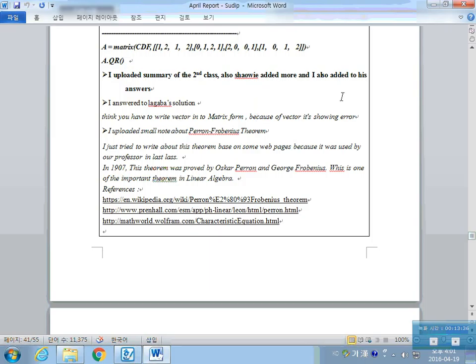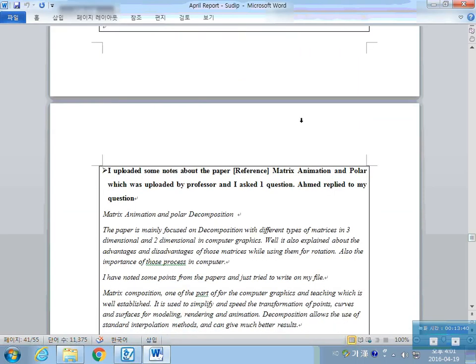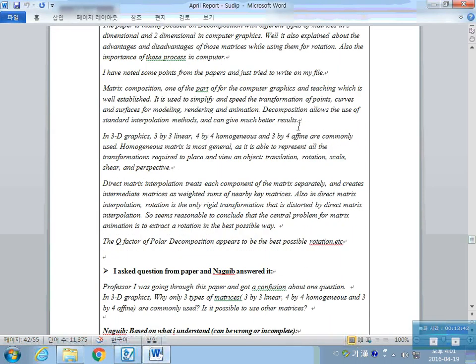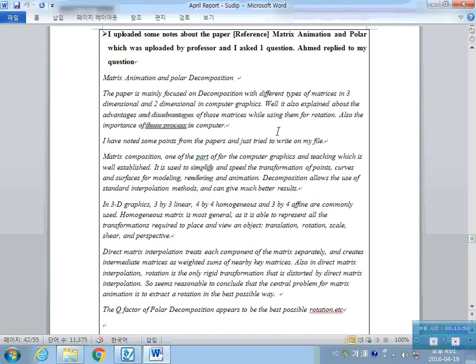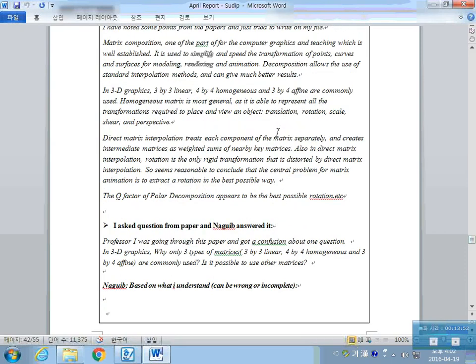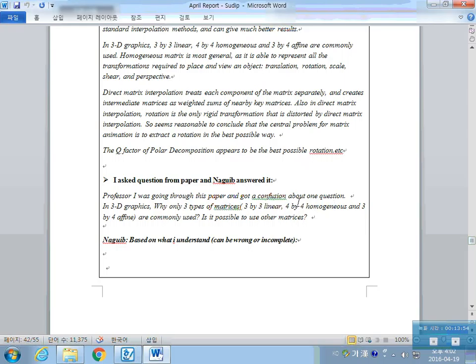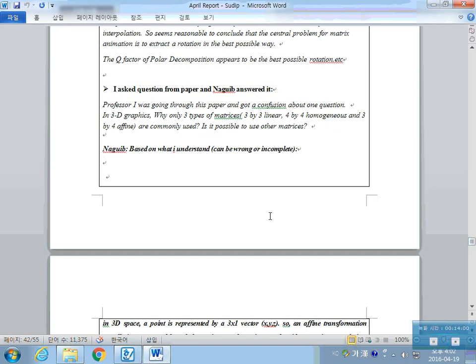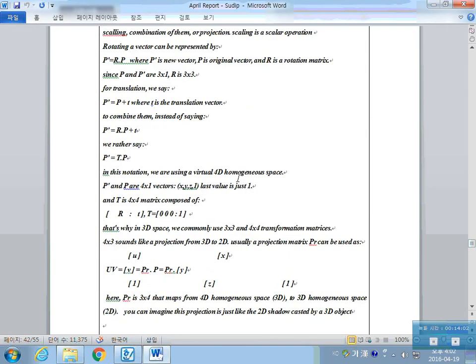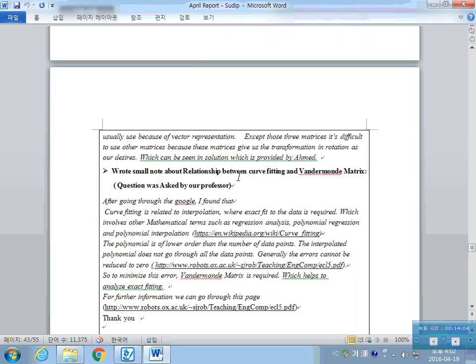About the summary also, he tried to add what I missed in summarizing the classes. And the things I mentioned above, the professor gave some reference papers. After reading them, I tried to summarize these papers about animation and polar decomposition. I asked questions from the paper, and Nagib gave answers. Nagib and Sawe almost finished, professor.